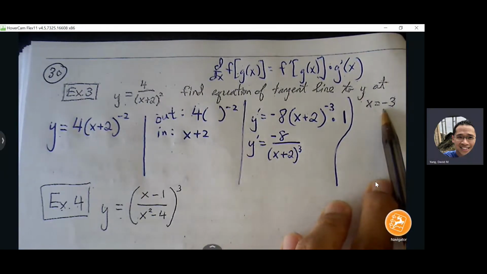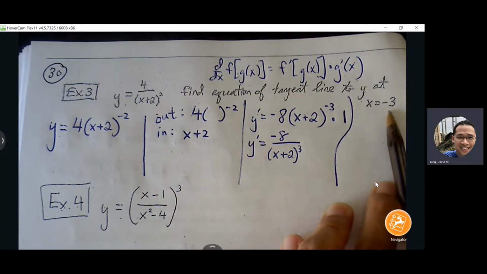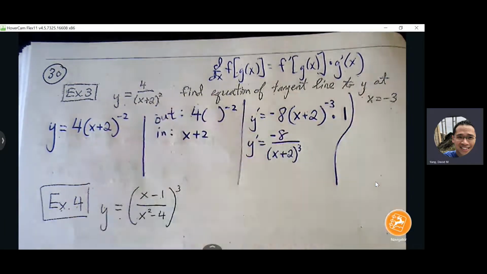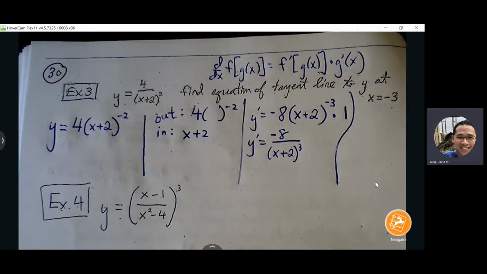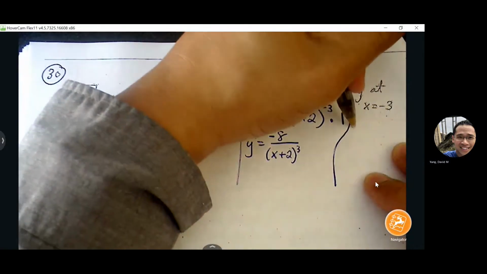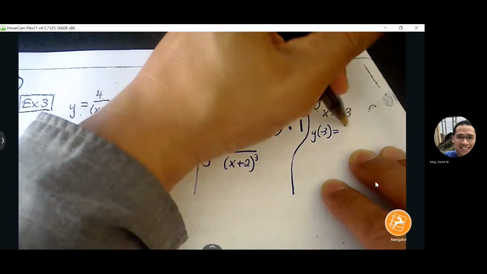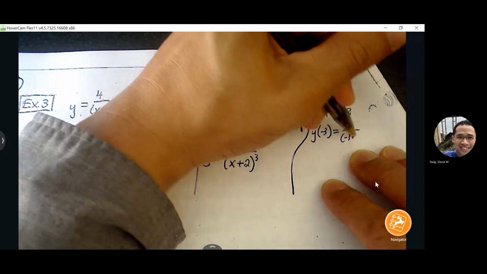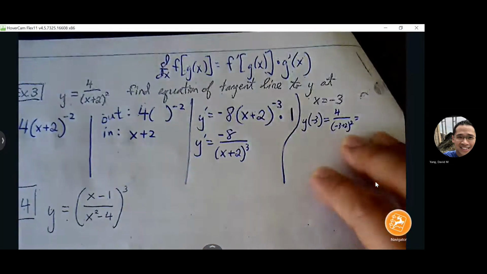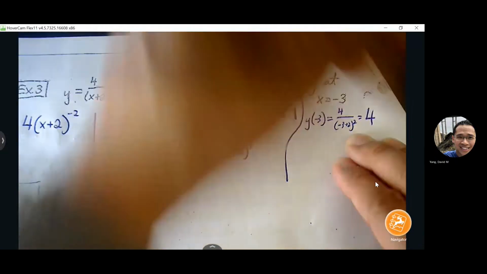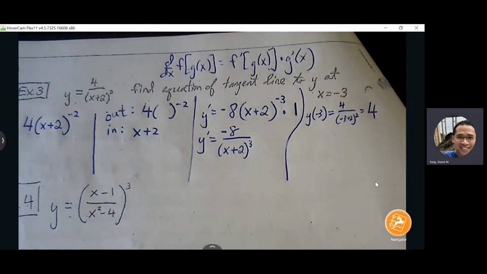Point. So I have the x value. What can I do to find the y value? Original, yep. So 4 over -3 plus 2 squared. Okay, what's my y value? There's 4, right? -1 squared is 1. 4 over 1 is 4. Okay, I have my ordered pair.